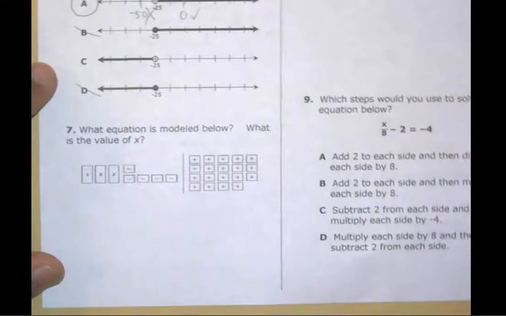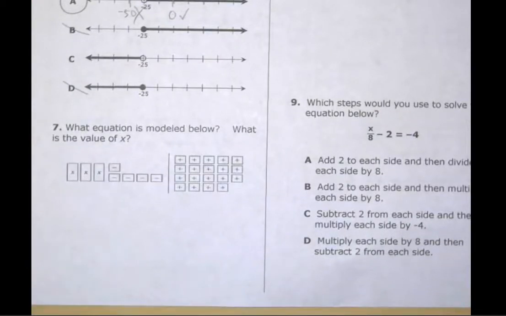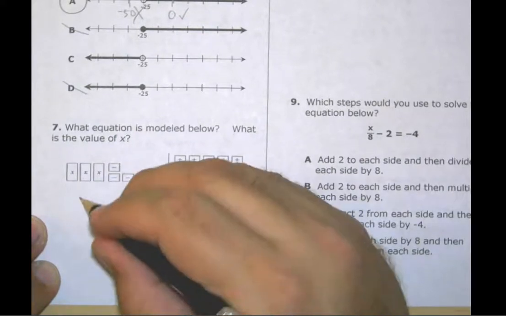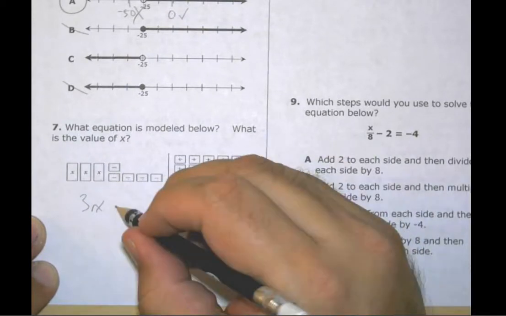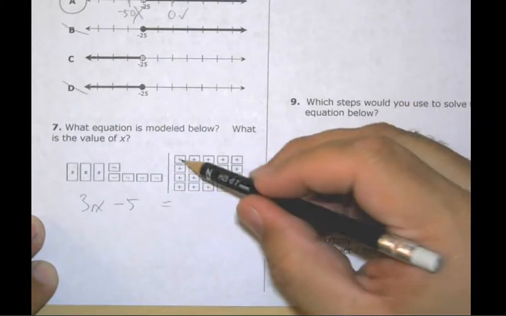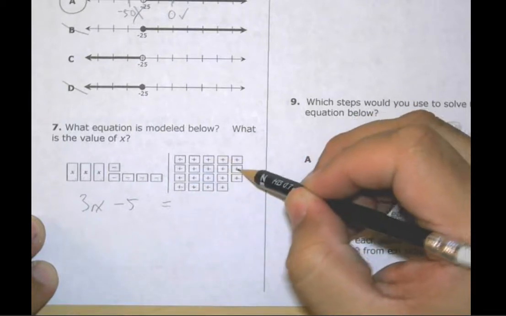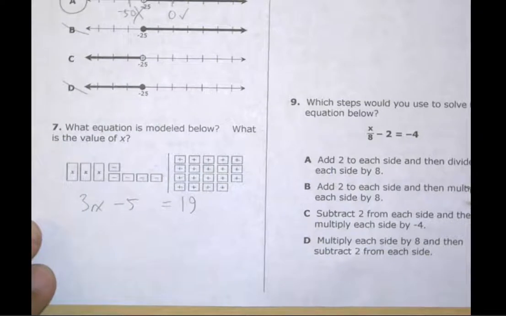Number 7. What equation is modeled below, and what is the value of x? So a two-part question. I need to know what the equation is, and then I need to solve it. So first off, I have 1, 2, 3 x's, and these are positive x's, so 3x, and then 1, 2, 3, 4, 5 negatives, and then here's my equal sign, and then how many positives do I have? 1, 2, 3, 4 times 1, 2, 3, 4. That'll give me 16, 17, 18, 19, and so I have 3x minus 5 equals 19.